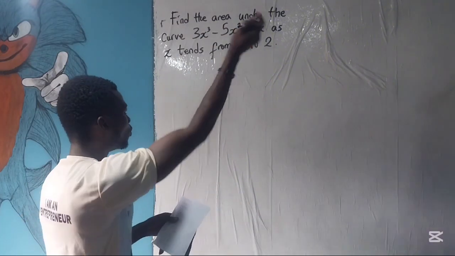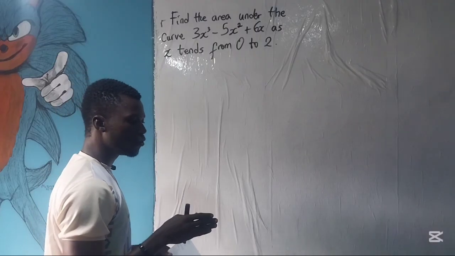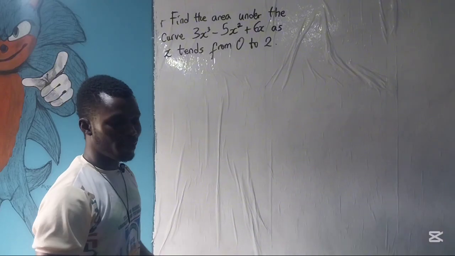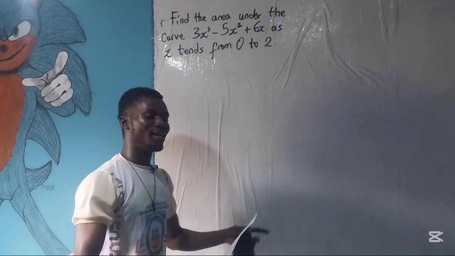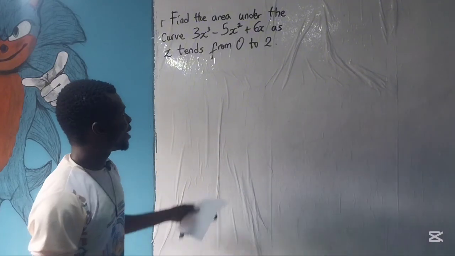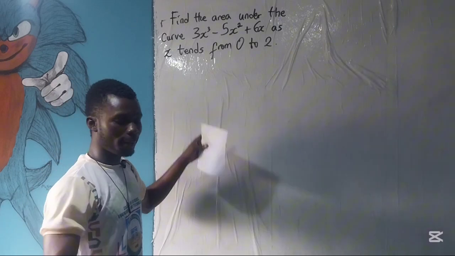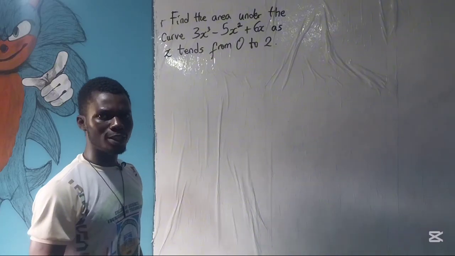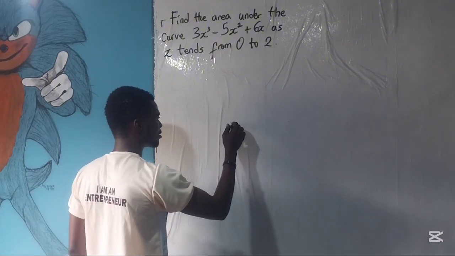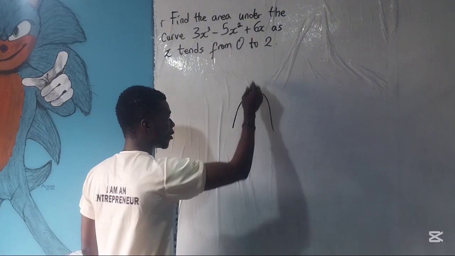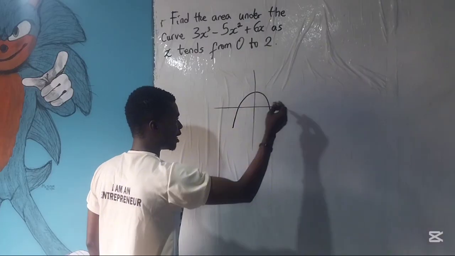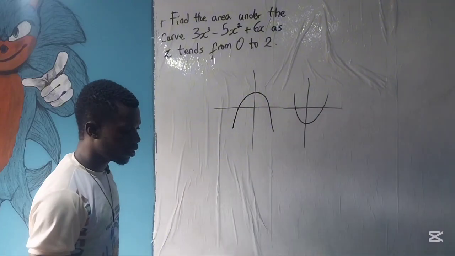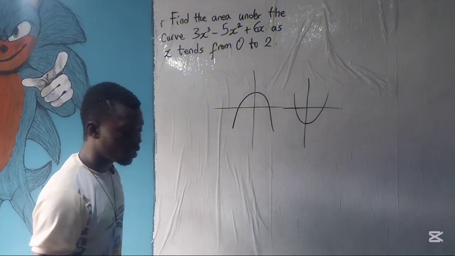So we have to find the area under the curve 3x cubed minus 5x squared plus 6x as x goes from 0 to 2. Now, this will give us integration. It means we have to integrate this function. Now, you have 3x as a curve. That's a trinomial. When we have a curve, it means we have a parabola. So this is how a parabola looks like. As a curve, it can be an N shape or a U shape, based on whether it's positive or negative. So a trinomial will give us a parabola.